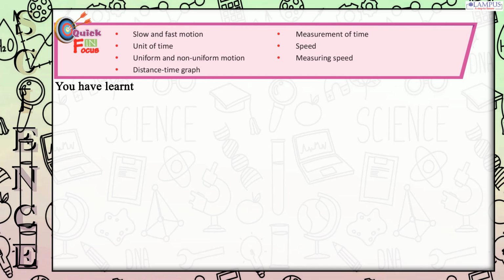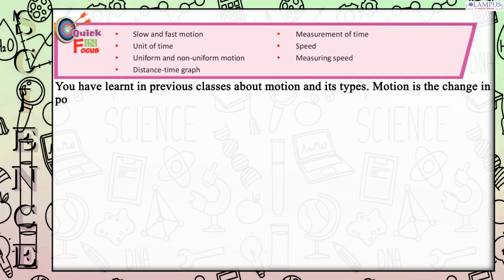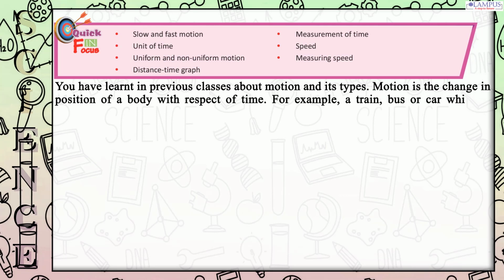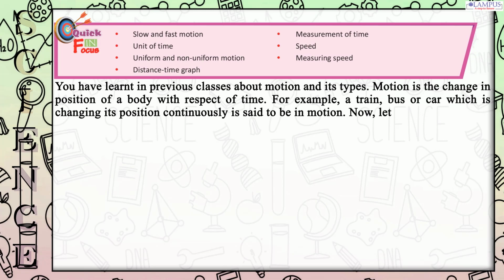You have learned in previous classes about motion and its types. Motion is the change in position of a body with respect to time. For example, a train, bus or car which is changing its position continuously is said to be in motion. Now, let us understand slow and fast motion of a body.